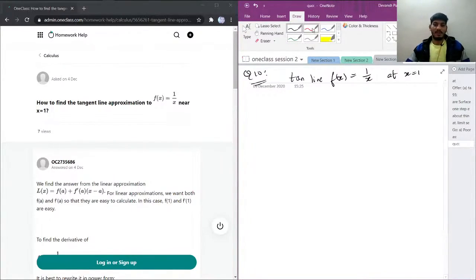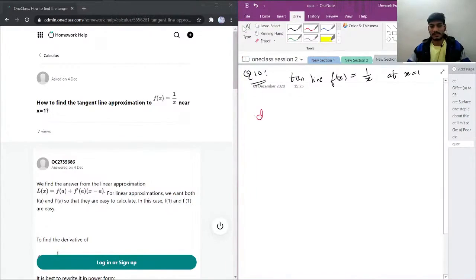Whenever we have any equation and we want to find the tangent line at a particular point, what we do is take the derivative of that function and substitute the value or the coordinate of that point into the derived equation, and that gives us the tangent of the function.